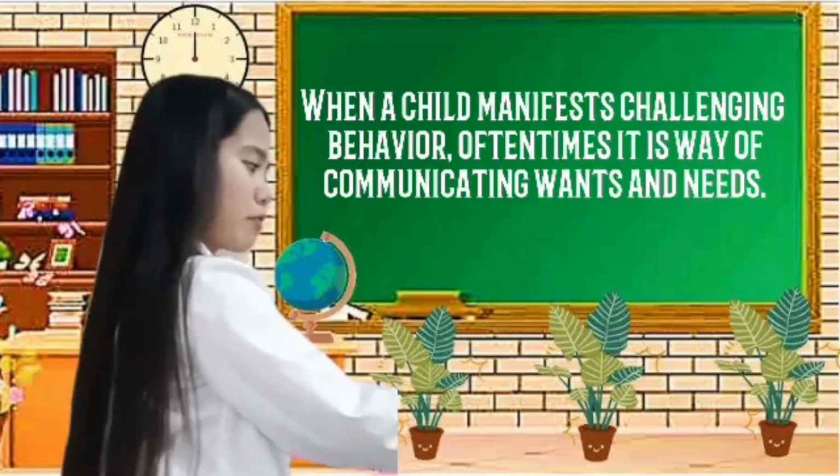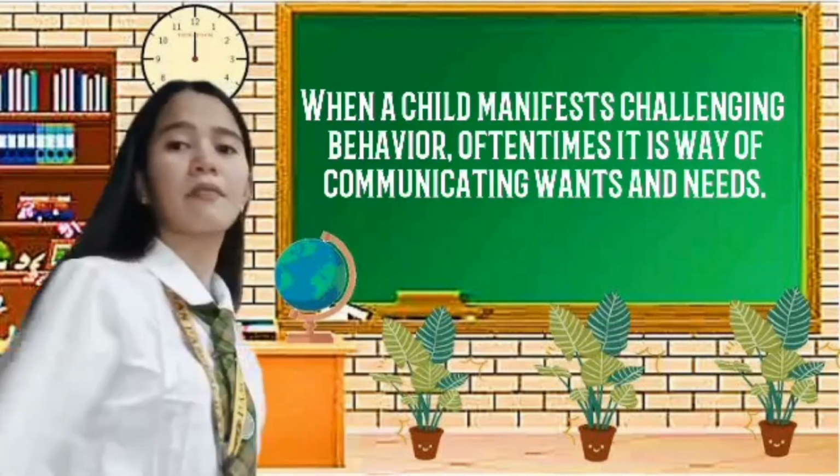I will discuss when a child manifests challenging behavior. Oftentimes, it is a way of communicating wants and needs. So the example here is when a child cries. It means that he has a feeling that something is not right. His only way for his parents to know is by his crying.